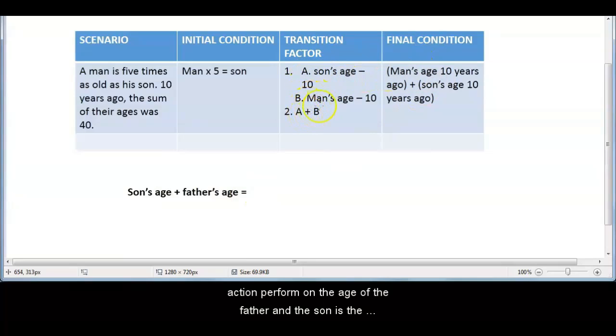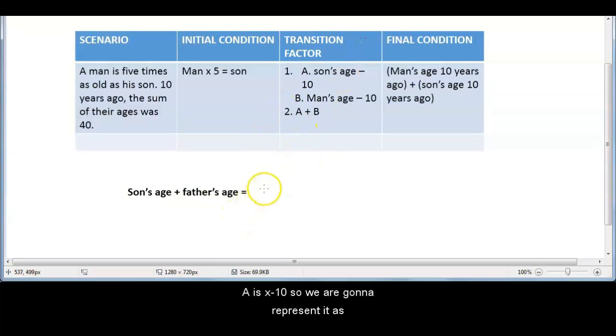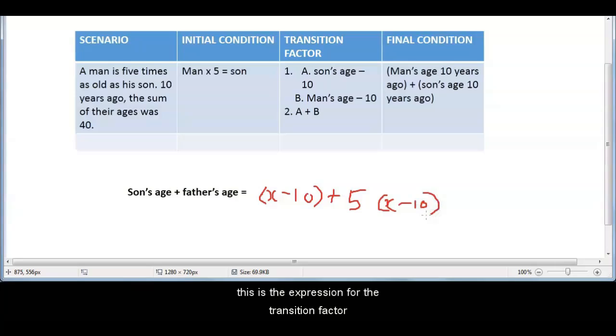The second action performed on the ages of the father and the son is the addition of their ages. The son's age 10 years ago plus the father's age 10 years ago. This gives us A plus B. A is X minus 10, so we're going to represent it as X minus 10. That is the son's age plus 5 bracket X minus 10, which is the father's age. This is the expression for the transition factor, A plus B.